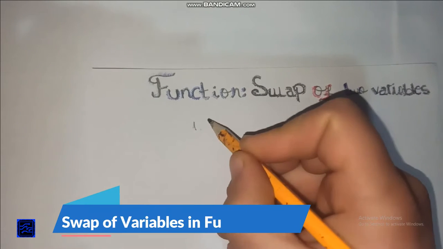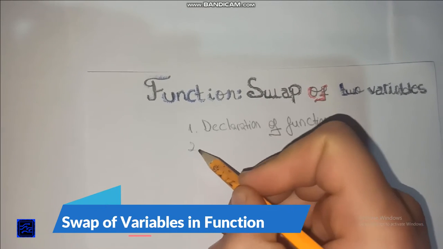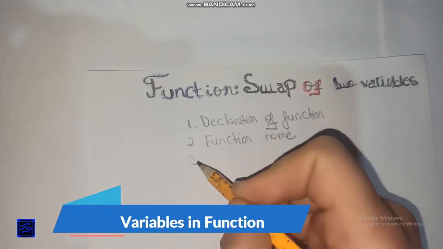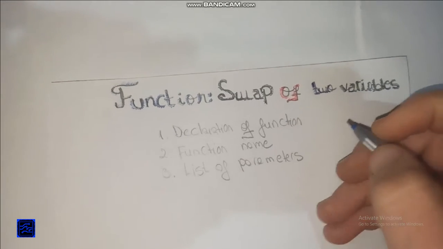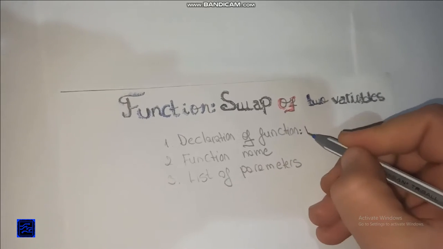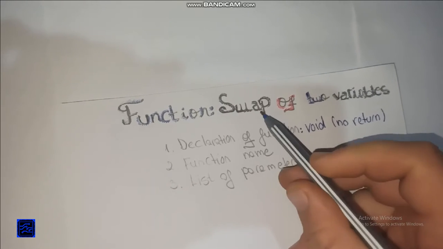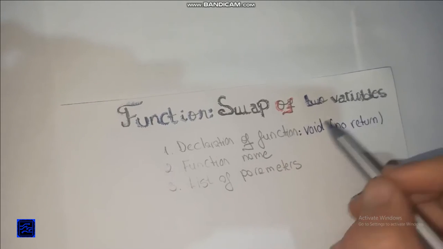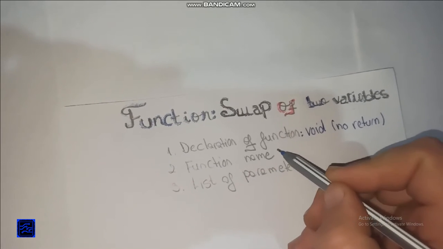First, we'll have the declaration of the function, second, the function name, and third, the list of parameters. As we'll not return a value, the declaration of the function will be void, no return. For the function name, as we have a swap of two variables, the function name will be a descriptor for the action it takes.